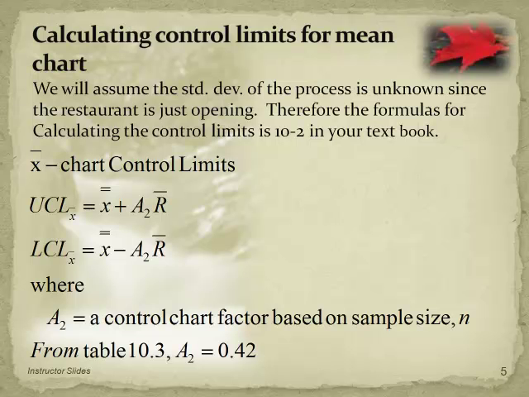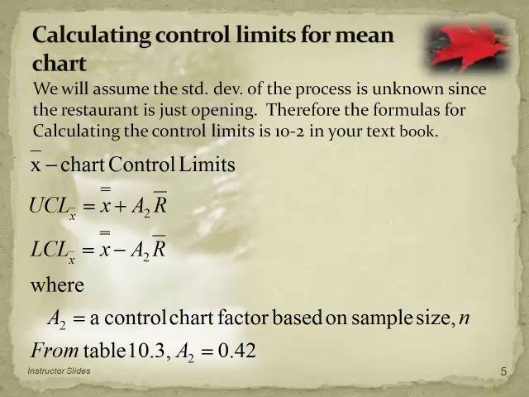For all the control charts, there are 2 sets of formulas for each control chart. There's one set of formulas when the standard deviation of the process is known, and there's another if the standard deviation of the process is unknown. Since the restaurant is just opening, we do not know what the standard deviation of the process is, and so we will use the formula that is shown on this slide here.